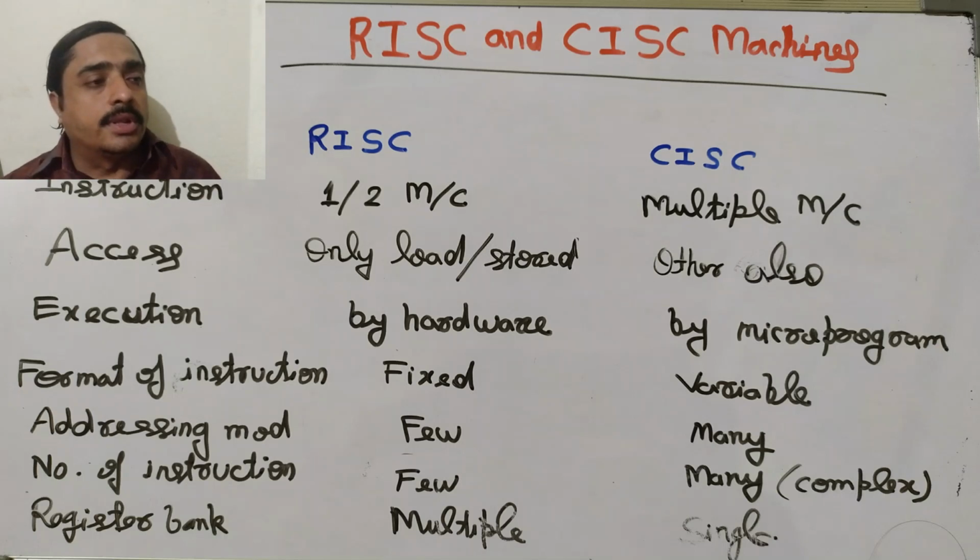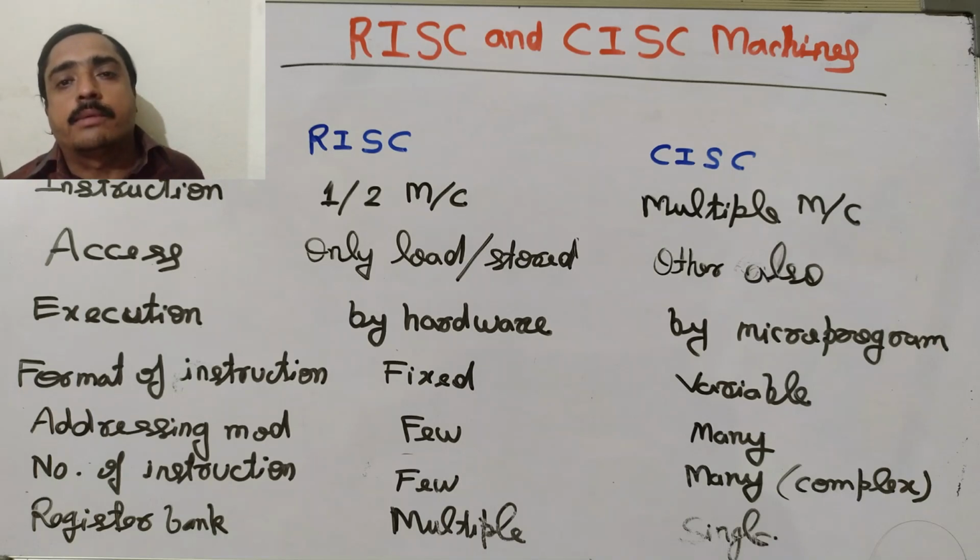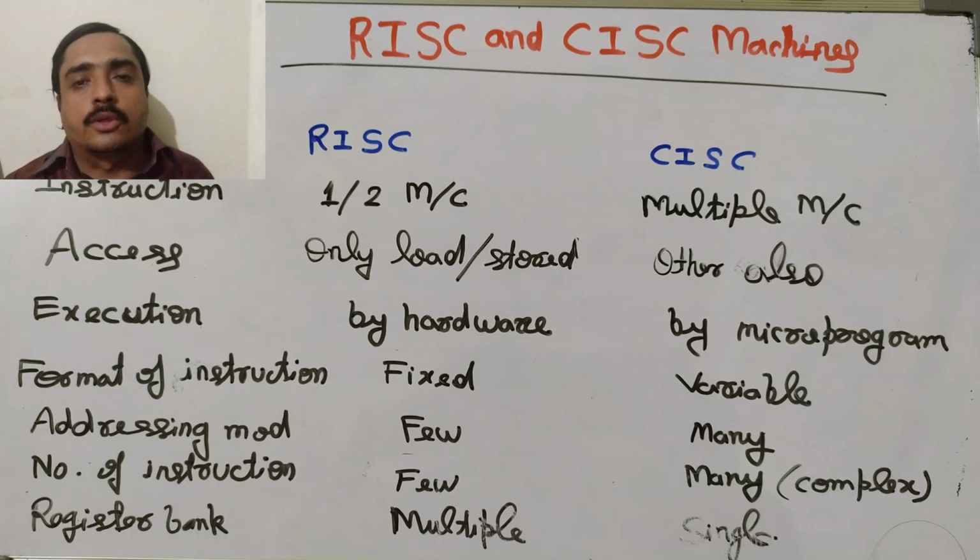Now the next point, addressing mode. You know what addressing mode is: the method of how the access of data is to be done. There are several types of addressing modes used in CISC. In 8051 you have read several addressing modes, and you have also read addressing modes in the 8085 and 8086 microprocessors. It is clear that in RISC few addressing modes are available, and in CISC there are many addressing modes available.